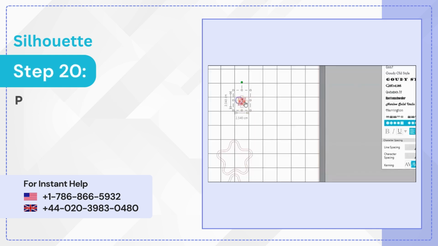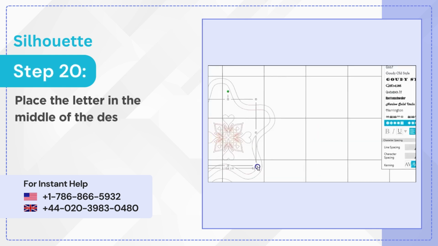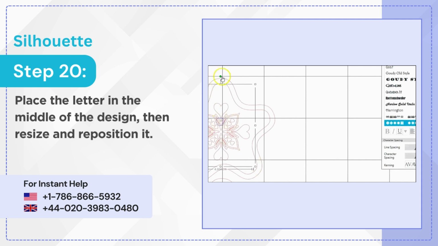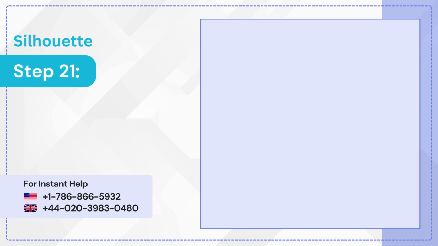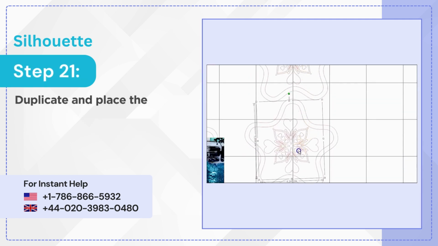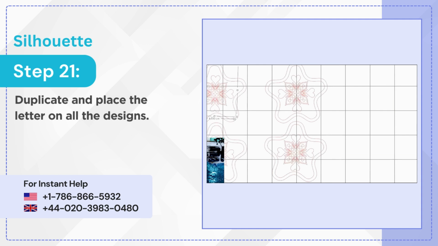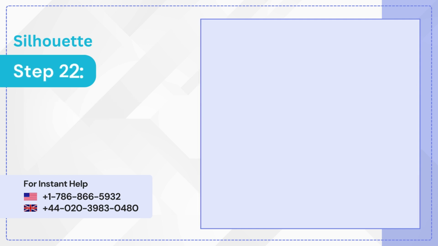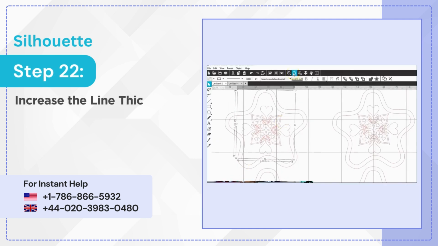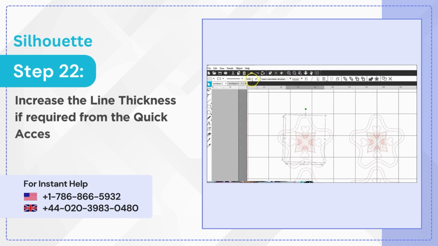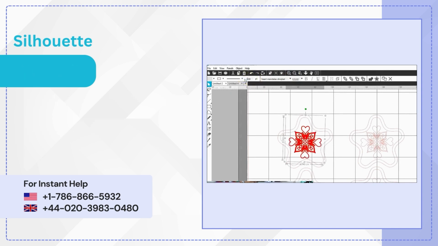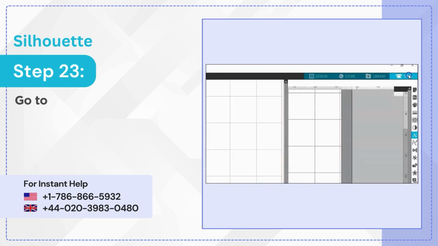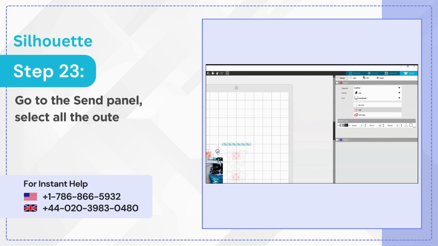Step 20. Place the letter in the middle of the design, then resize and reposition it. Step 21. Duplicate and place the letter on all the designs. Step 22. Increase the line thickness if required from the Quick Access toolbar. Step 23. Go to the Send panel, select all the outer lines and click No Cut.